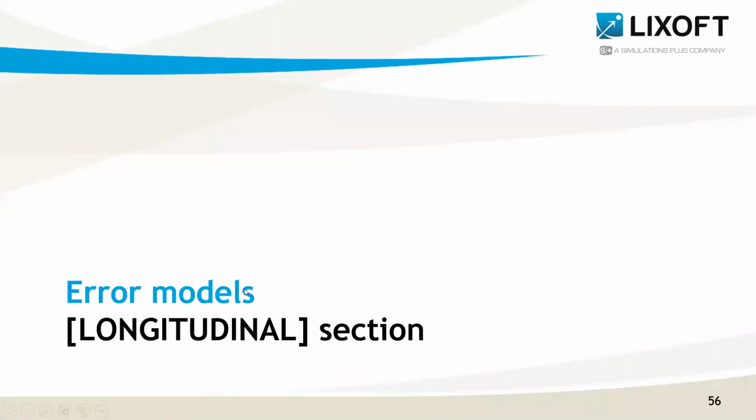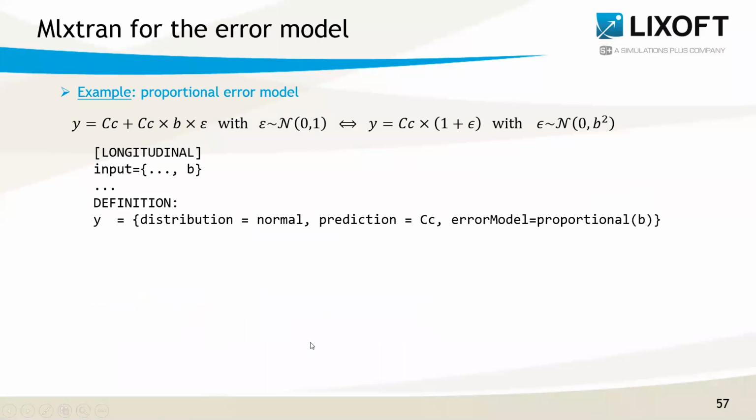And error models are defined in the longitudinal section. I will start with a simple example first, for example, a proportional error model. So y, my observations, either true observations or simulated ones, are equal to the smooth prediction CC plus the residual error, that here is proportional to the concentration CC. B is the proportionality coefficient, and epsilon is just a standard normal random variable.